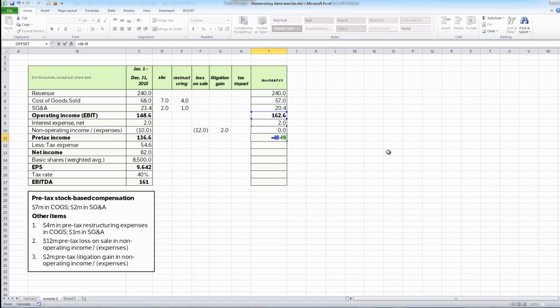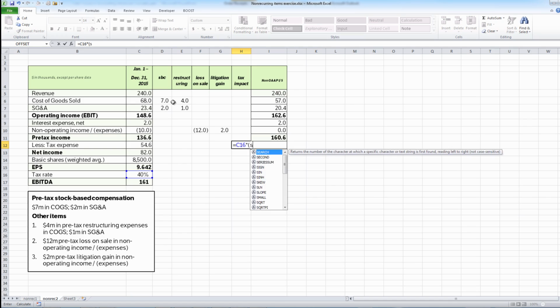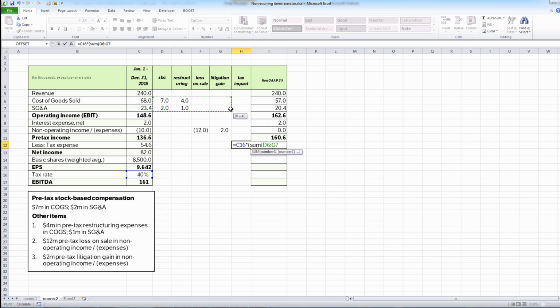EBIT minus interest expense minus this non-operating income of 0 is 160.6. Now tax expense, the final adjustment that needs to get made is we need to use the tax rate of 40% times all of these adjustments. The question is, if we didn't have stock-based compensation or restructuring charges, if we didn't have these expenses, so let's actually sum all of these above the line operating expenses. Let's add up all of these. Multiply them by the tax rate. If we didn't have them, we would have had much higher taxes.